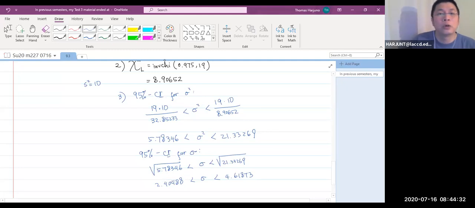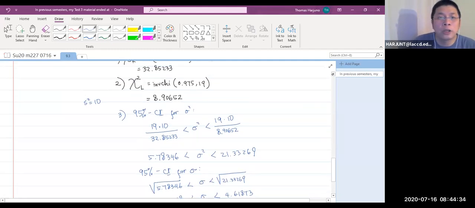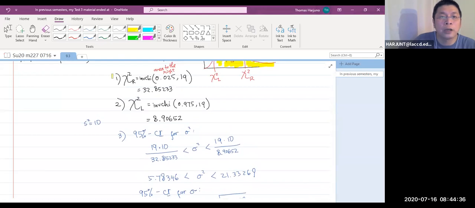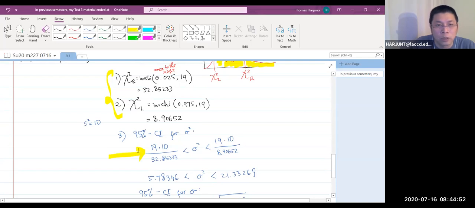Okay, so what is important here? You need to know how to find the critical value. Even though there are two steps, it's actually one same thing being applied. Just be careful which one is the chi-squared right and which one is the chi-squared left, and the next thing you need to know is the formula.